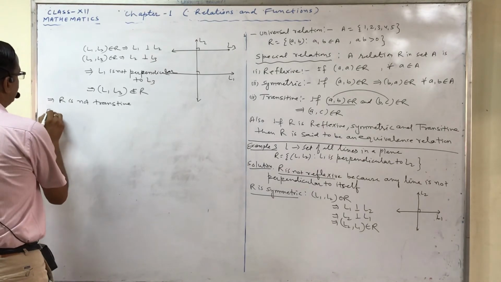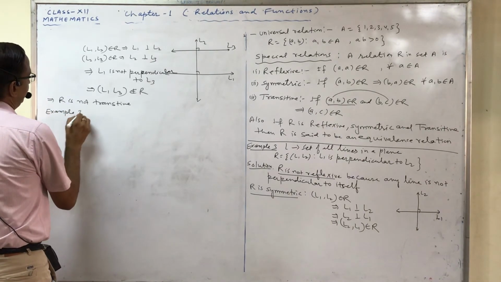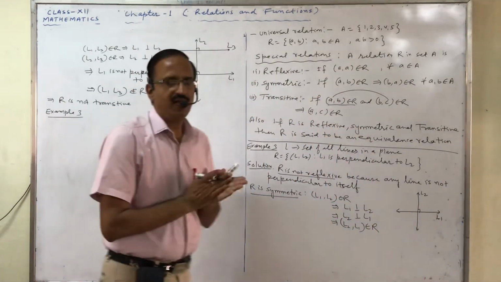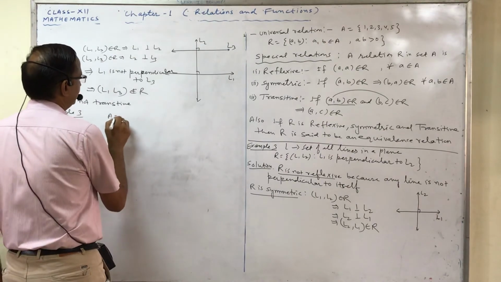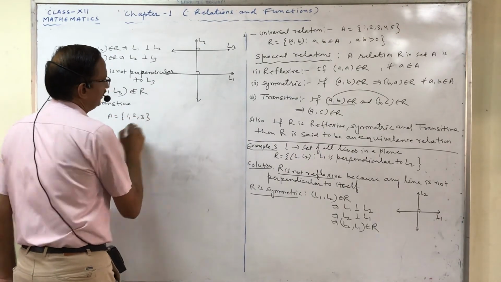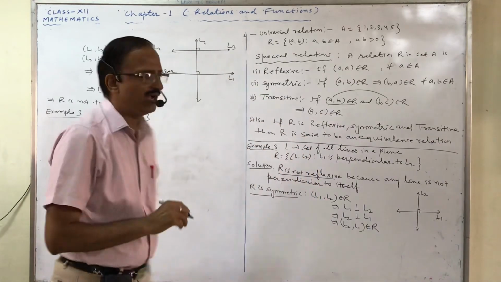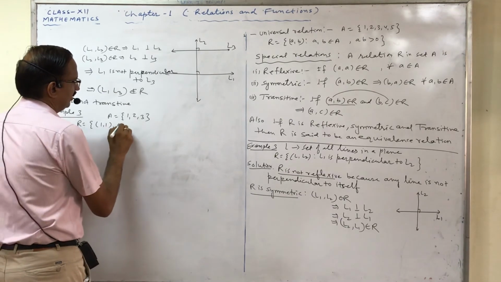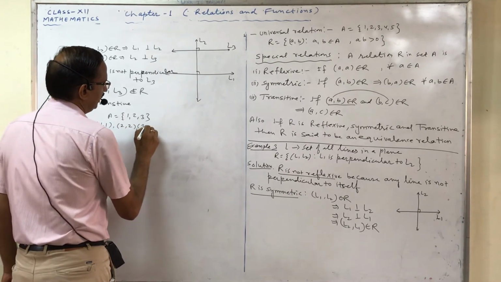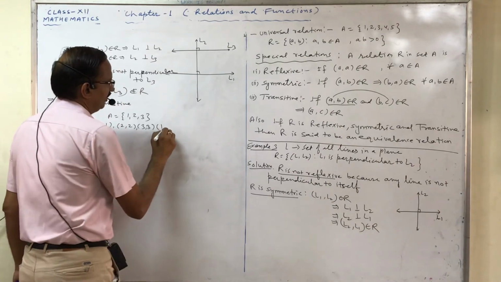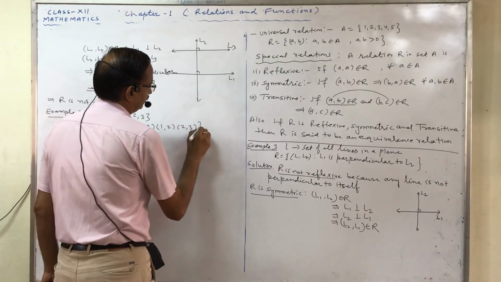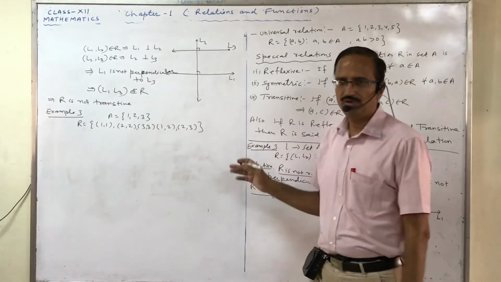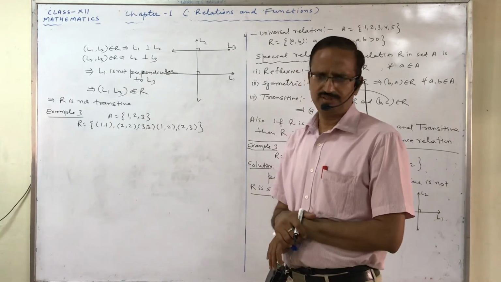Now come to example number 3. In example number 3, we have to prove that a relation R in set A. A is a set, contains these three elements, and R is a relation given by (1, 1), (2, 2), (3, 3), then (1, 2) and (2, 3). This is the relation given in ordered pair form, roster form you can say.